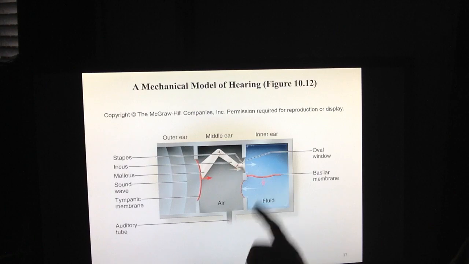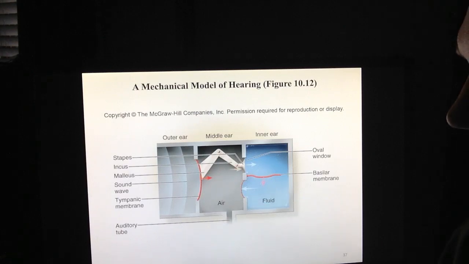Outer ear to the middle ear to the inner ear. This is just a model showing us the path of sound waves. These levers represent the malleus, incus, and stapes bones in the middle ear.